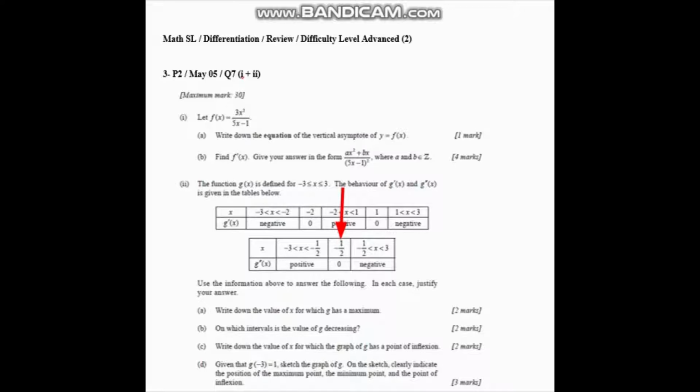Finally, in D, I need to sketch the graph of g, clearly indicating the position of the maximum point, the minimum point, and the point of inflection. So obviously, I know that I have a maximum point here, a minimum point here, and a point of inflection where x is negative half. So you have a smiling curve followed by a frowning curve, and in the middle there is your point of inflection. This should be simple enough.